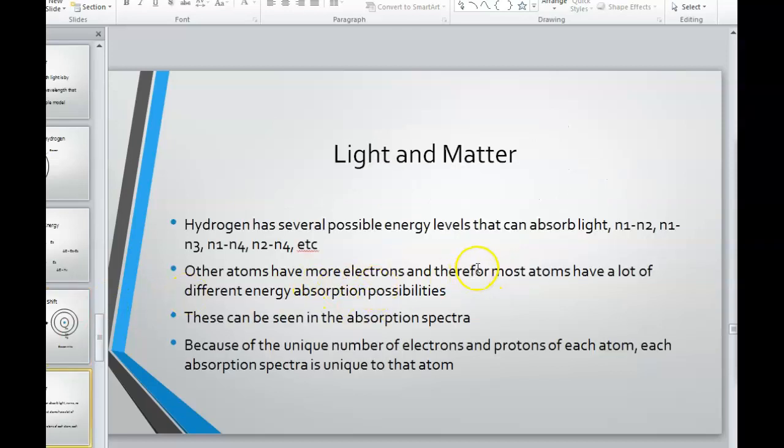So hydrogen has several possible energy levels that it can absorb. We can go from N1 to N2, N1 to N3, etc. And for other atoms, you're going to have other possibilities, and therefore different absorption possibilities. It's also important to note that each atom having a different number of protons in the nucleus is going to have slightly different shells, at least in the energy differences between them. So this is what is giving the absorption spectra for each atom, all the different possibilities that you could have. If they are in the visible portion of the spectrum, then we can see them with visible light. Each spectrum is unique to each atom.